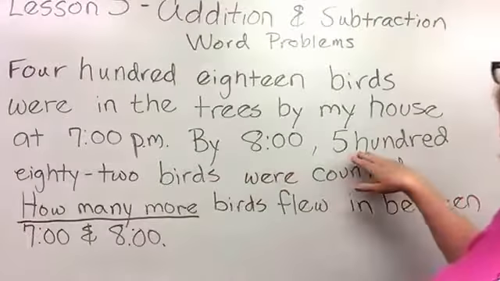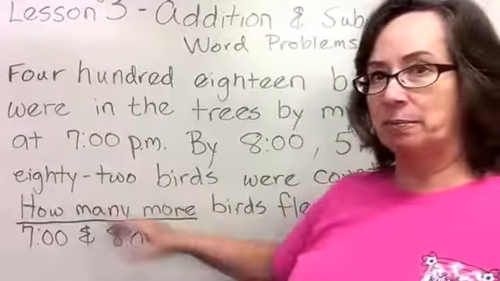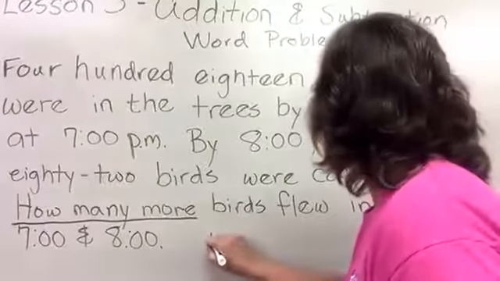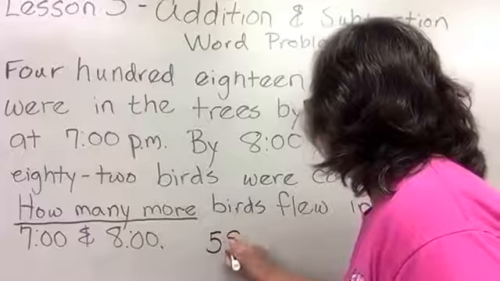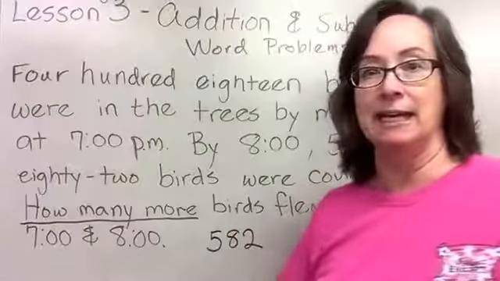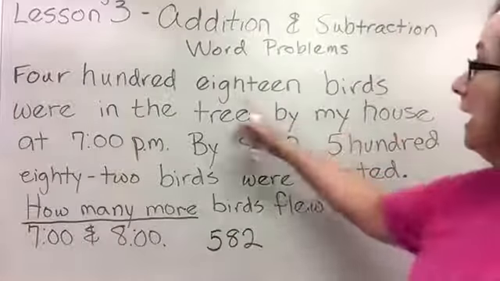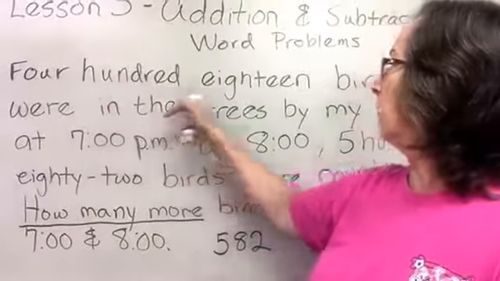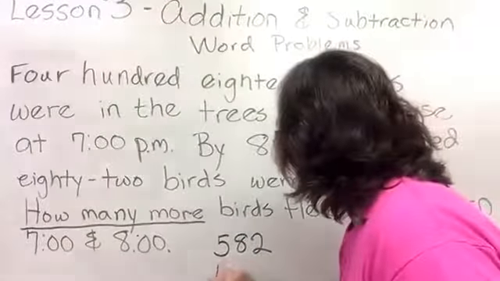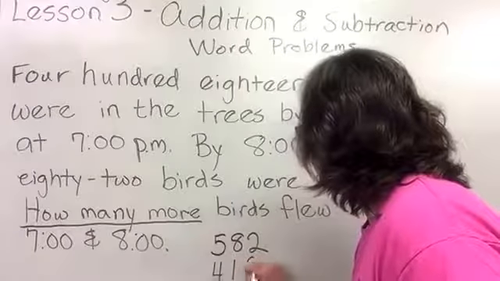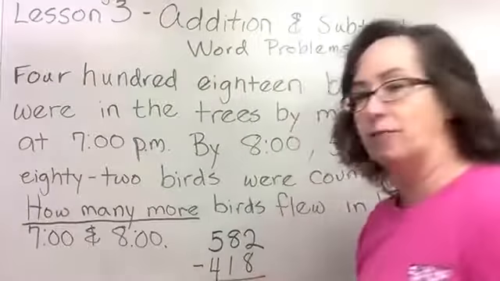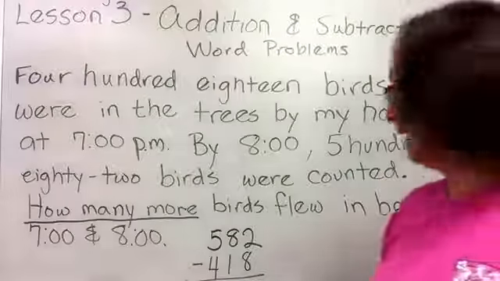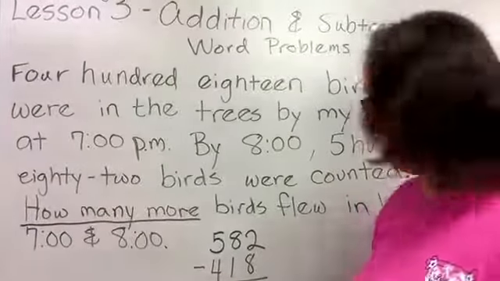We have 582 birds at the end of the story problem. And at the beginning, the ones we don't want to count was 418. So 418 will be taken away from 582. And when we do that, we get another chance to show our borrowing.